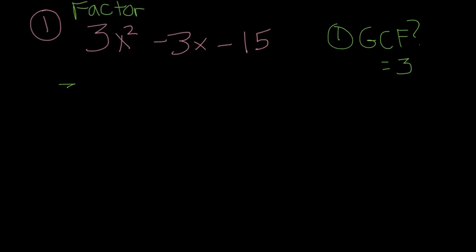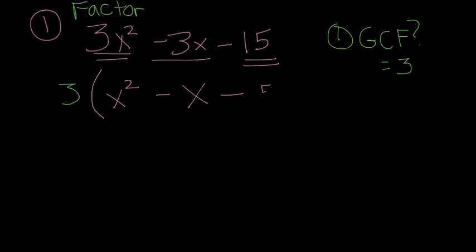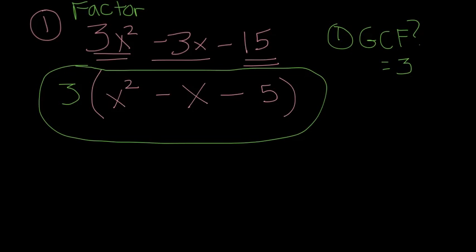We're going to take out the 3, and then we're going to rewrite what's left when we take out the 3. When you take the 3 out of this first term, you're just left with x squared. When you take a 3 out of this second term, you're just left with x. And when you take a factor of 3 out of this last term, the 15, you're left with a factor of 5. And in 4.3, that's generally all that we'll need to do.